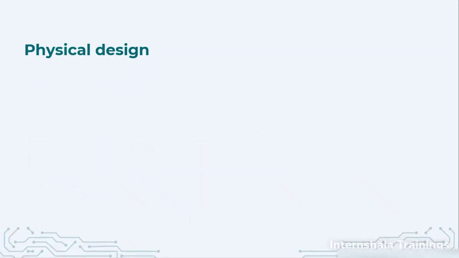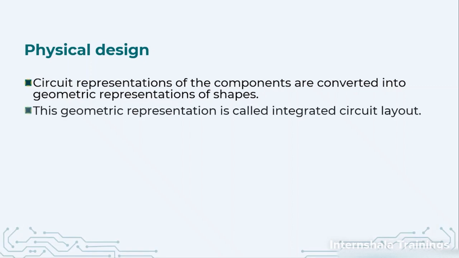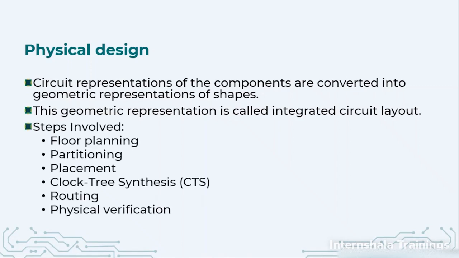The next aspect that we have is the physical design. The circuit representation of the components is now converted into geometric shapes. These geometric shapes are also called integrated circuit layouts. So now we have the layout for the circuit ready. In this complete process, we have a few steps involved, and these are floor planning, partitioning, placement, clock tree synthesis, routing, and the physical verification.